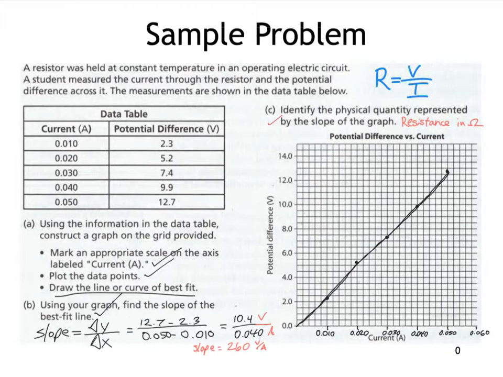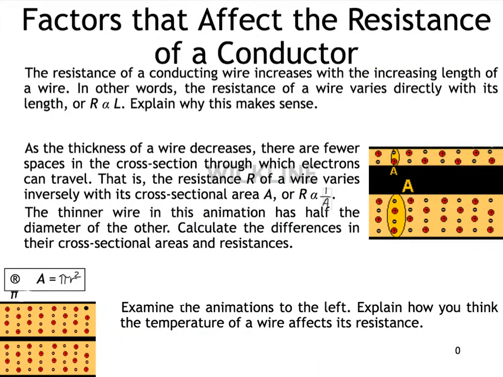So done. All right, so factors that affect the resistance of a conductor. There are several factors. What I should start with is right here. The resistance of a conducting wire increases with the increasing length of a wire, meaning the longer the wire becomes, the more resistance you'll find. Or in other words, resistance is directly proportional to length.